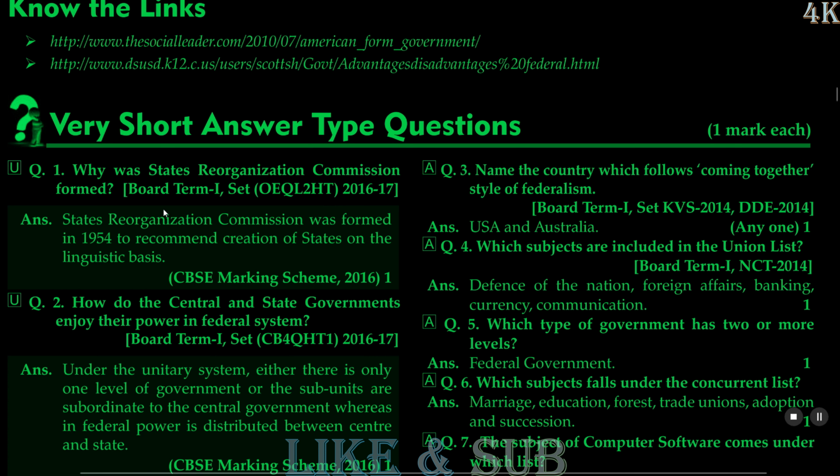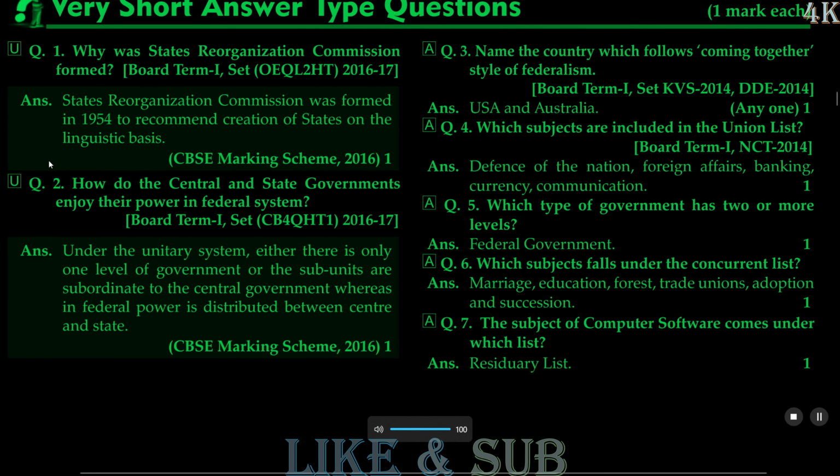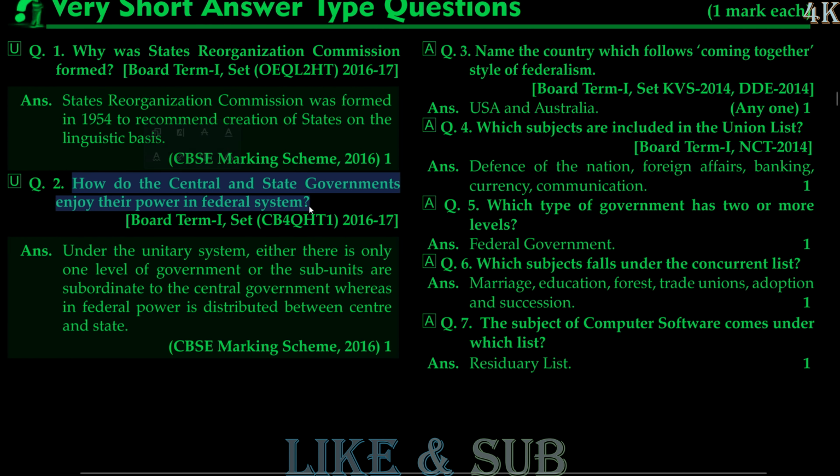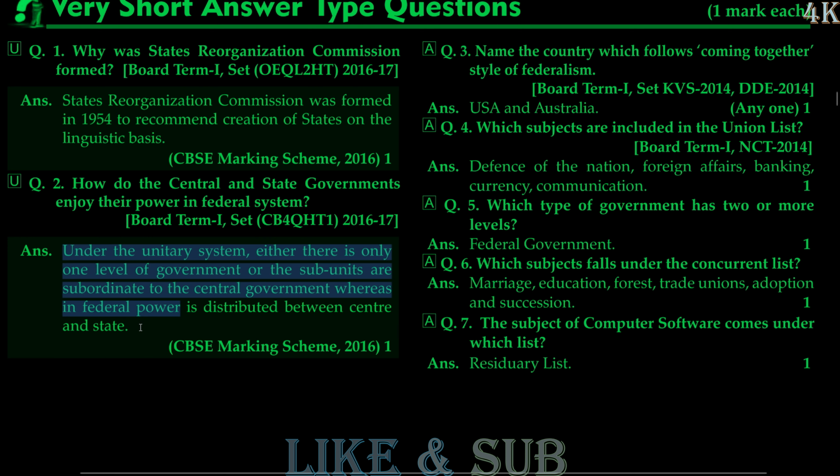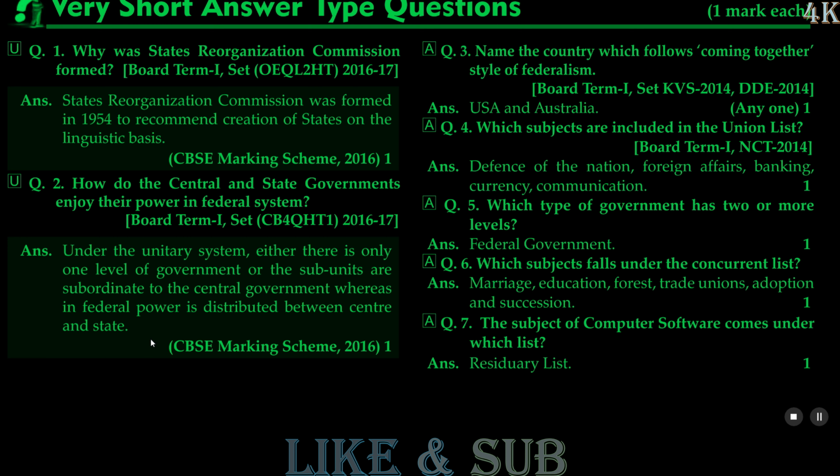Why was States Reorganization Commission formed? States Reorganization Commission was formed in 1954 to recommend creation of states on the linguistic basis. How do the central and state governments enjoy their power in federal system? Under the unitary system, either there is only one level of government or the subunits are subordinate to the central government, whereas in federal power is distributed between center and state.